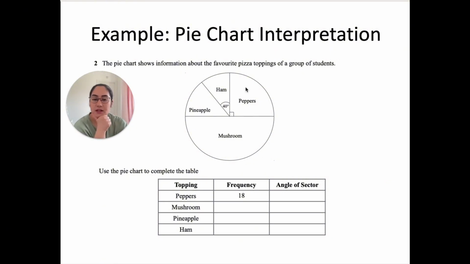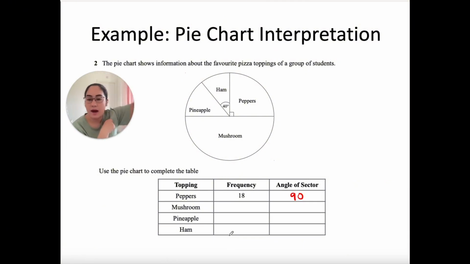Right, okay, so let's look at this. We are told the number of peppers, so the frequency represents the number. Peppers is represented by, if we look at the angle here, 90 degrees. And the 90 degrees represents 18 individuals. So from that, we can find out how many degrees represents one person. And then from there, we can go forward and find the rest.